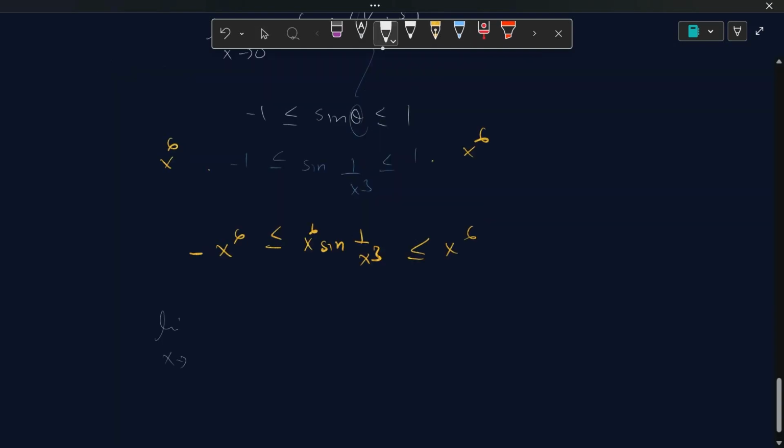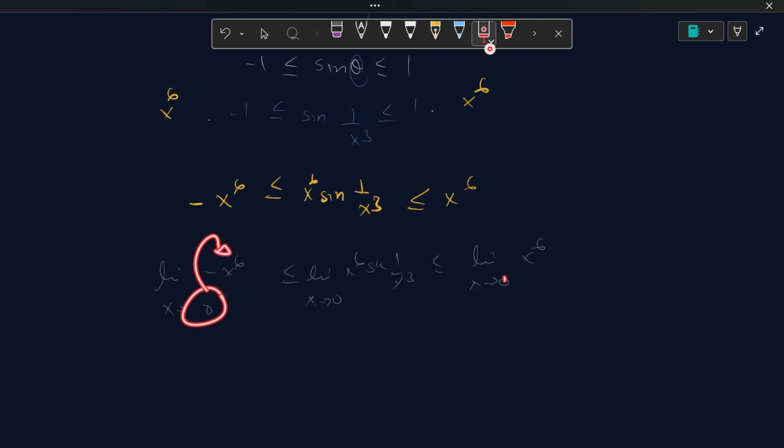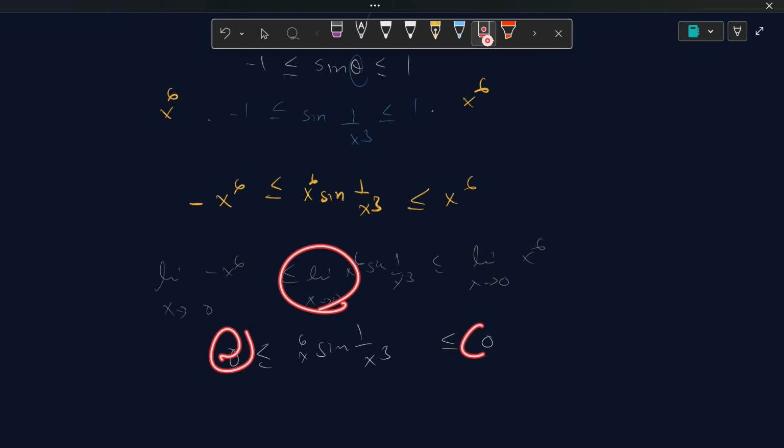So if you go ahead and evaluate the limit as x approaches 0 on this side as well, and even in here, what do you get after plugging these in? You get 0 and 0. So here you get 0, and also here you get 0, and this basically means that the limit of the function in between is between 0 and 0.